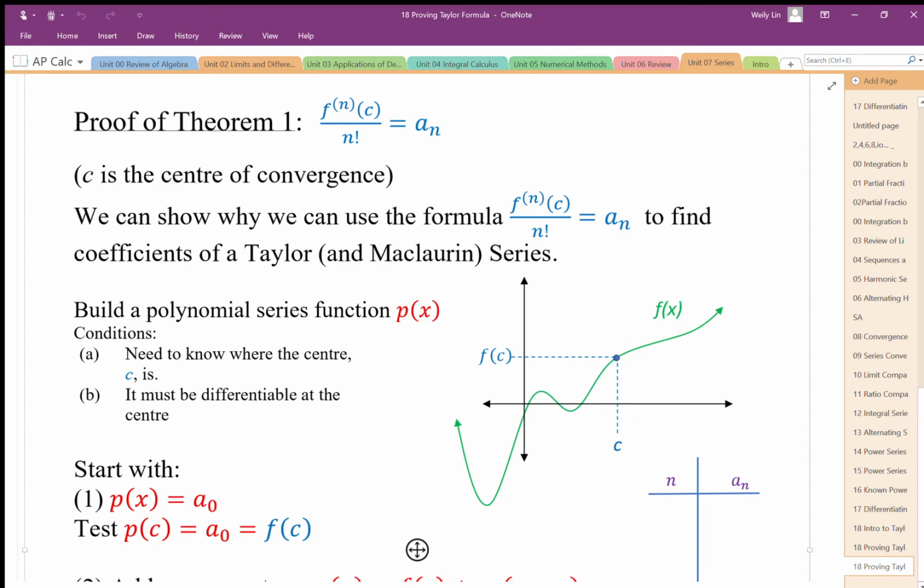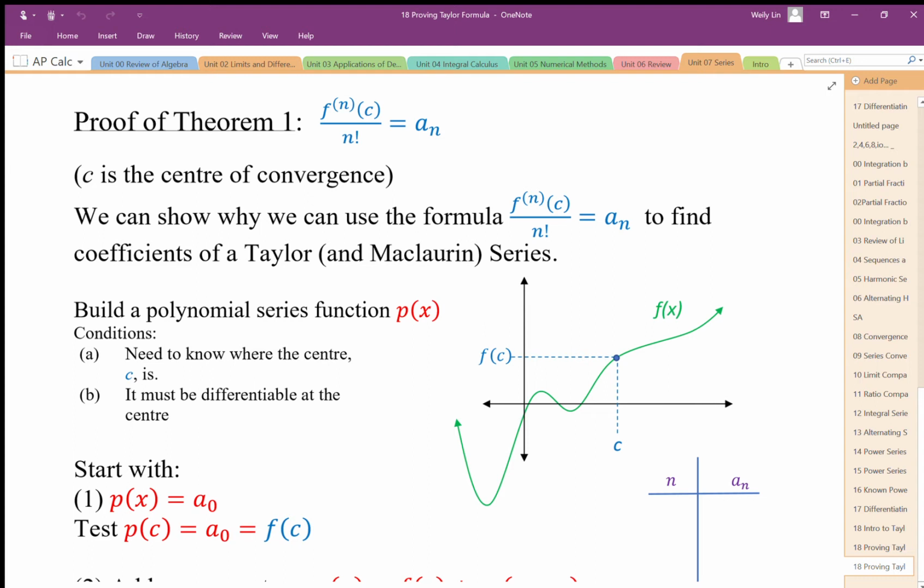So we've been looking at Taylor series, and we're going to try to justify Theorem 1, which is that the sequence part, the a_n parts of the Taylor series, can be generated by the nth derivative evaluated at the center c divided by n factorial. So we can do this to find the coefficients of Taylor series and the simpler Maclaurin series.